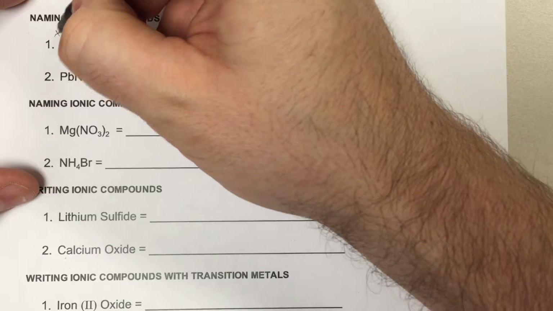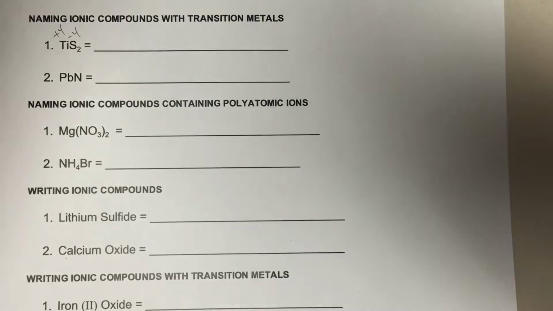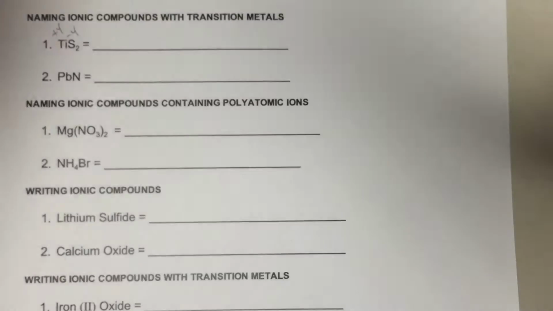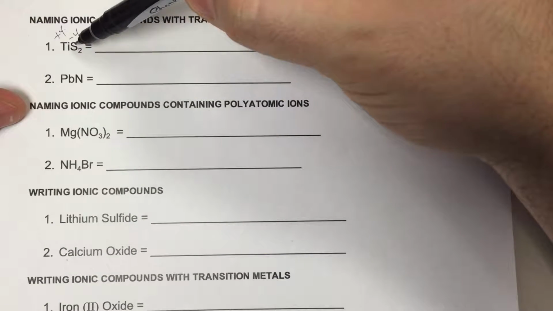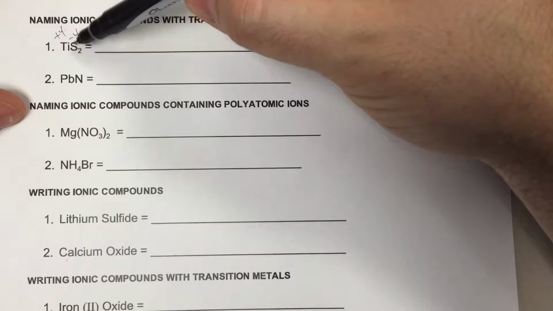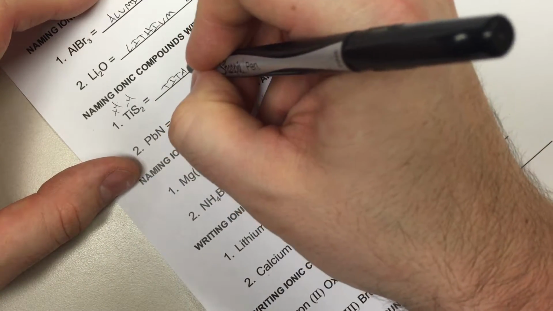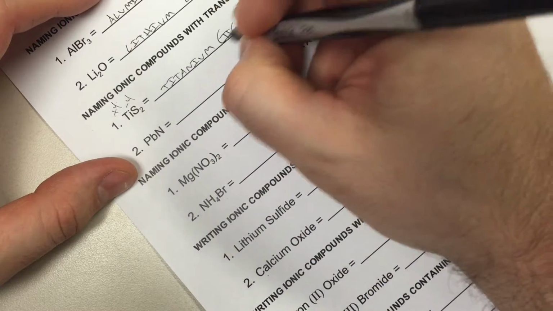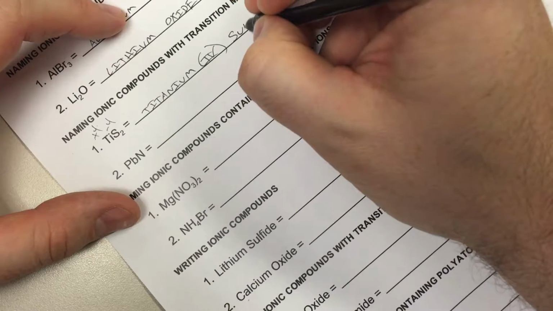Copied over to the left, it has to be +4. Therefore, using your Roman numerals, if you don't know what 4 is, it's this, IV. So this is going to turn into titanium(IV) sulfide, because we're changing sulfur to sulfide. Titanium (IV) sulfide.